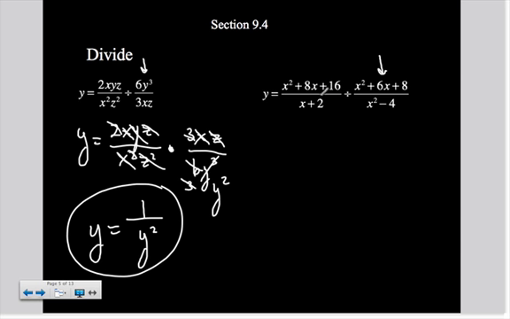Okay, if I work on this problem, I'm going to invert this fraction, but I'm also going to factor the numerators and the denominators at the same time. This is the perfect square of a binomial, right? X squared is the square of x, 16 is the square of 4, and this middle term is 2 times x times 4. So that's how I recognize the pattern. So this is (x plus 4) squared over x plus 2.